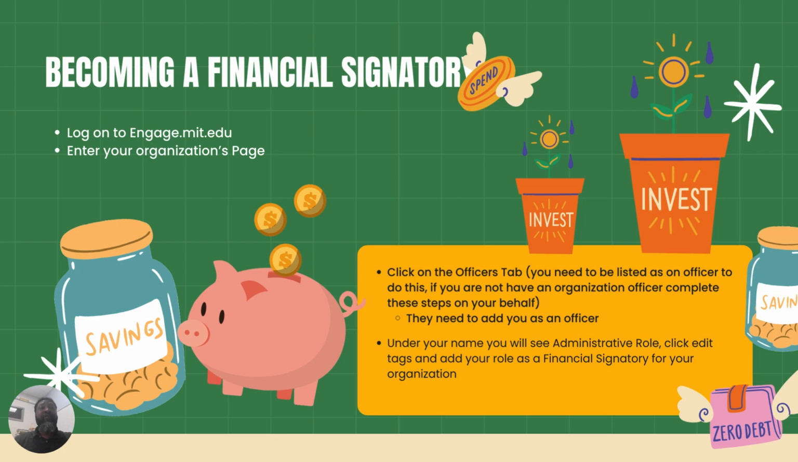Once in there, once you pull up the Officers tab, you will find your name, and next to your name, you will see an administrative role. Under administrative role, click Edit Tag, and there will be a drop down menu, and you can add yourself as a financial signatory for your organization.